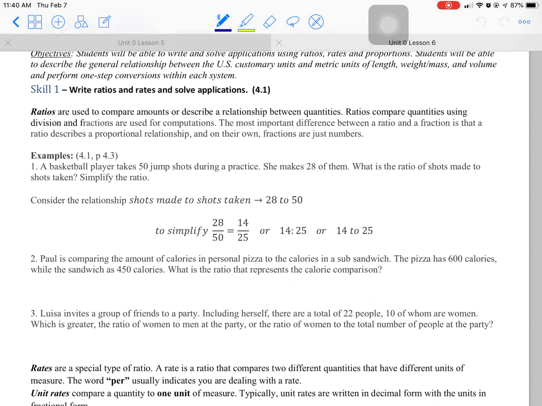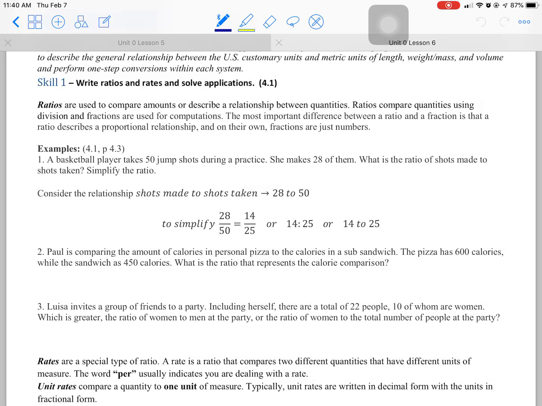All right. Ratios and rates. Ratios compare amounts, describing the relationship between the quantities. Ratios compare quantities using division and fractions. Okay. Computations. That means how do we figure out ratios? We use fractions to figure out ratios. Okay. The important difference between a ratio and a fraction is that the ratio describes a proportional relationship.